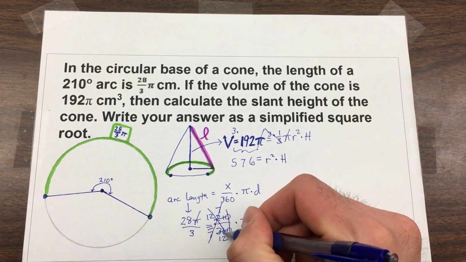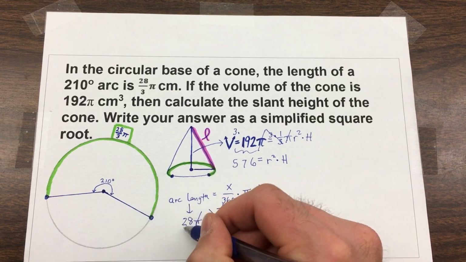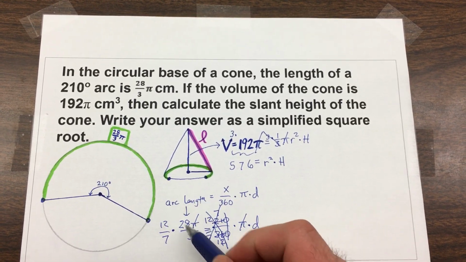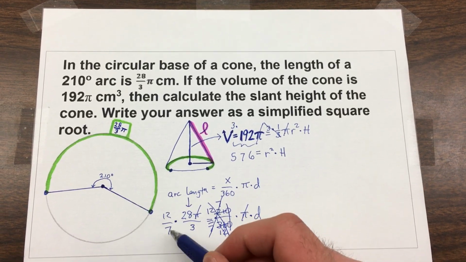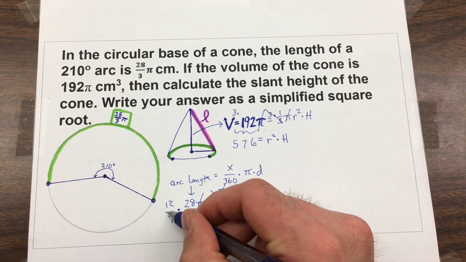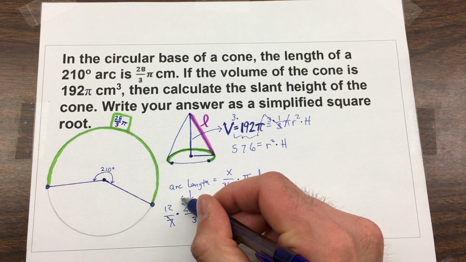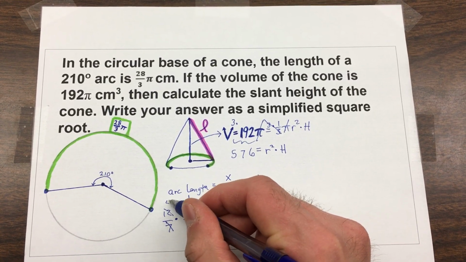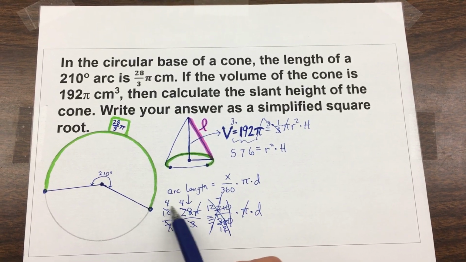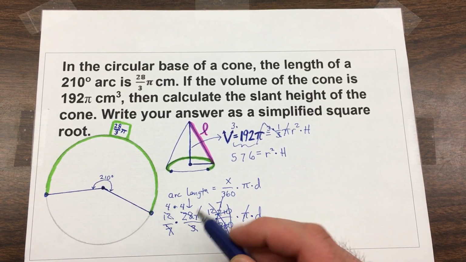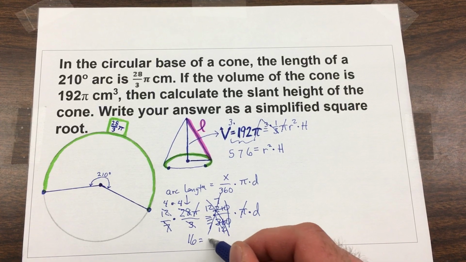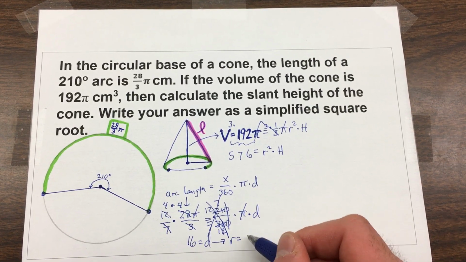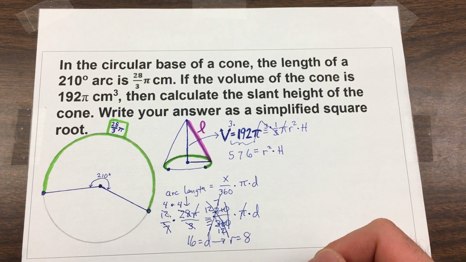So 7s cancel, 12s cancel, 12s cancel. Now multiply this side by 12 sevenths. And so now I'm taking this 28/3 times this 12 sevenths. This 7 can cancel out this 28, leave me a factor of 4. This 3 can cancel out that 12 and leave me with a factor of 4. And in the end, I've got this 4 times 4, which is 16, which is just the diameter. So now cut that in half, and the radius is 8.